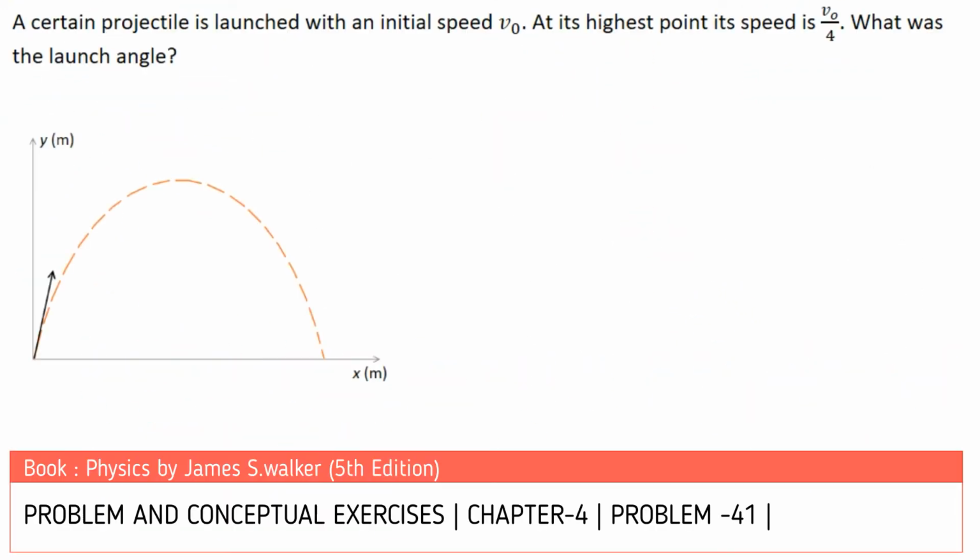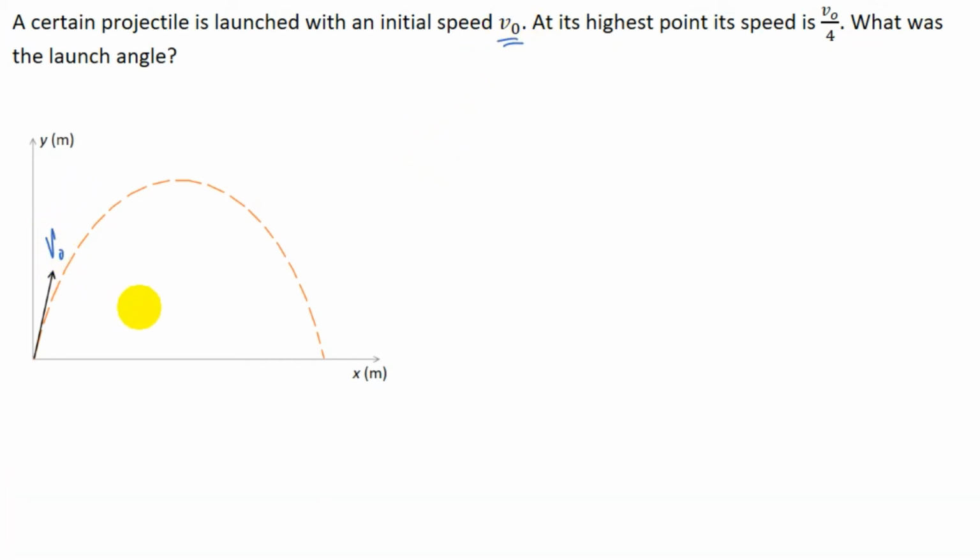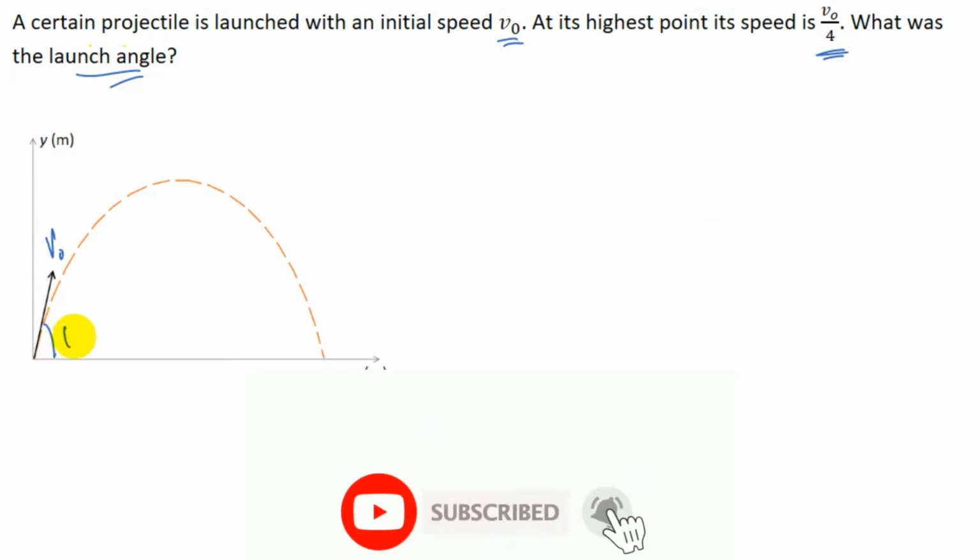Now it's a pretty simple question. It says that a certain projectile is launched with initial speed v naught, let this be v naught, and at its highest point its speed is v0 over 4, and we need to find the launch angle. This theta we have to find.